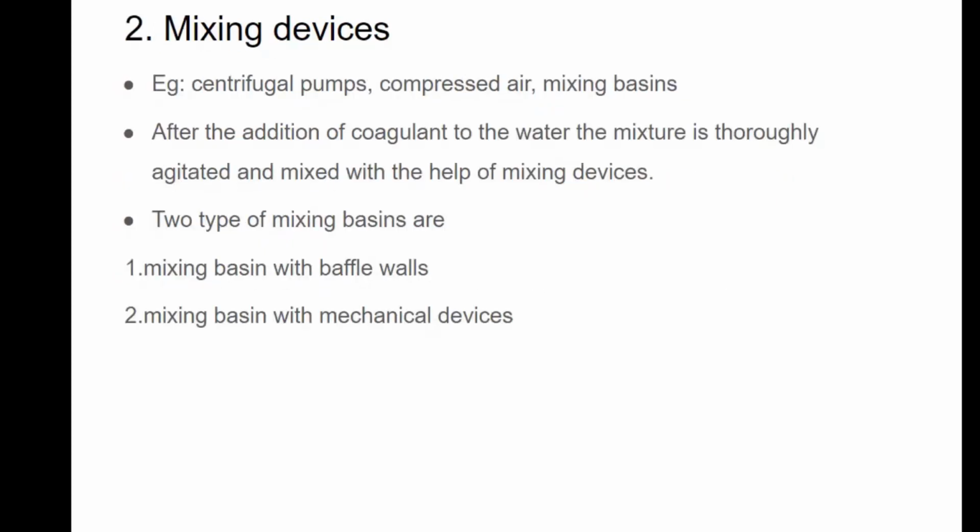Then the mixing devices. Examples for mixing devices are centrifugal pumps, compressed air pumps, and mixing basins. After addition of coagulants to the water, the mixture is thoroughly agitated and mixed with the help of mixing devices. Two types of mixing basins are there, that is mixing basins with baffle walls and mixing basins with mechanical devices. First one is thoroughly manual, that is the water is allowed to flow through the baffle walls.